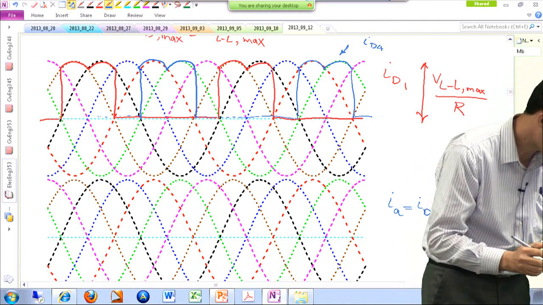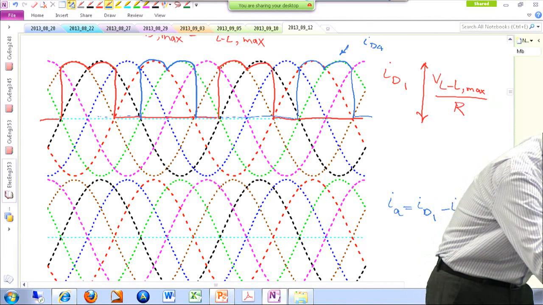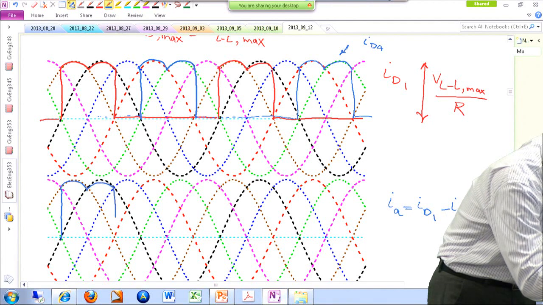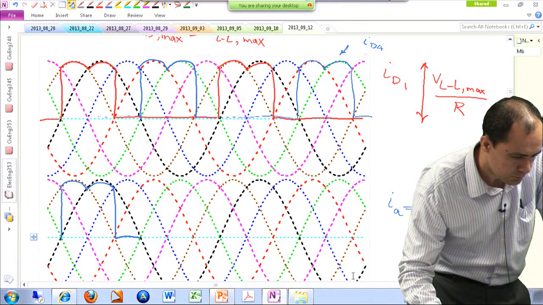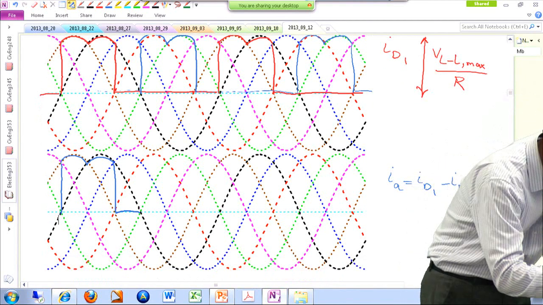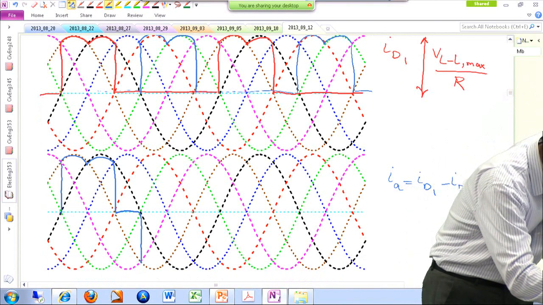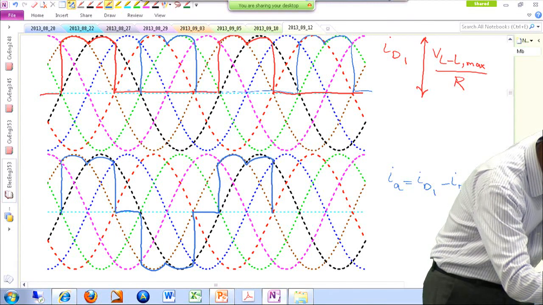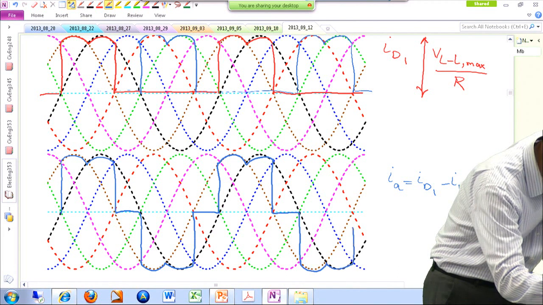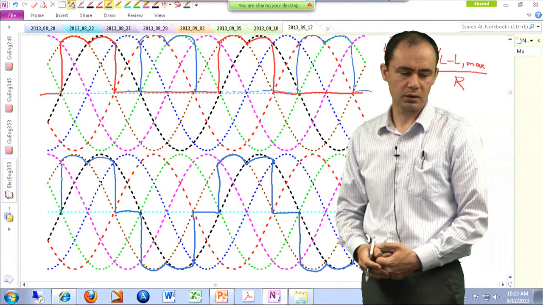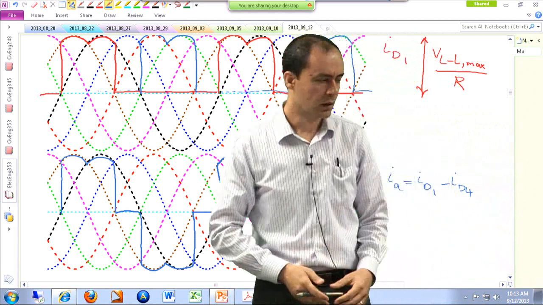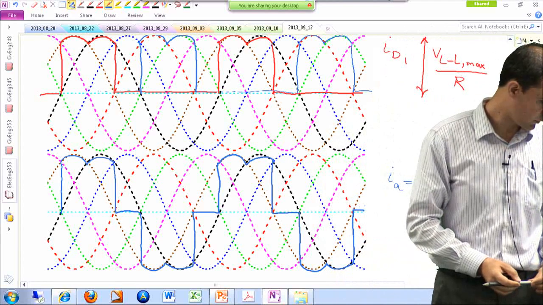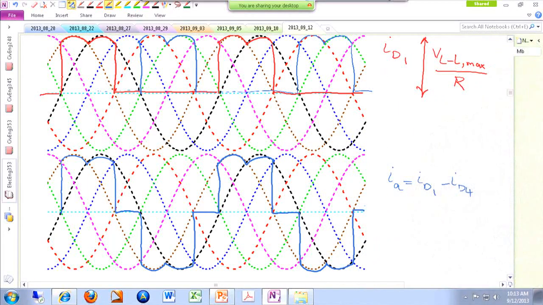So I just have to subtract these two waveforms from each other, and that would give me, let me just use the same color, something like this. So this would be the current that you are drawing from phase A. Please note that this current, on average, is 0. The average value of this current waveform is 0. And then it's kind of symmetric.